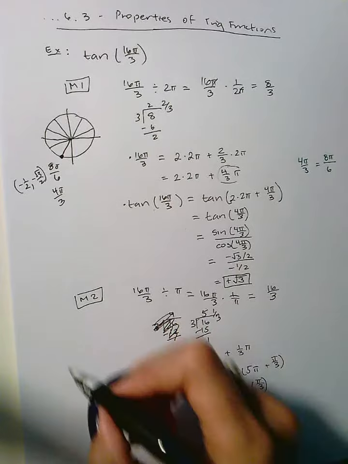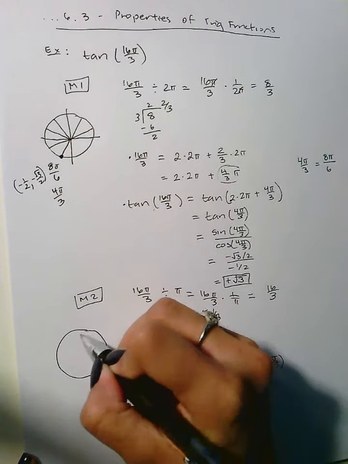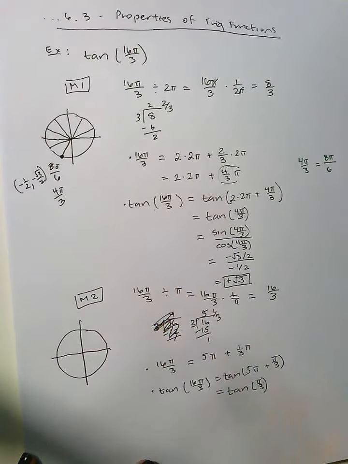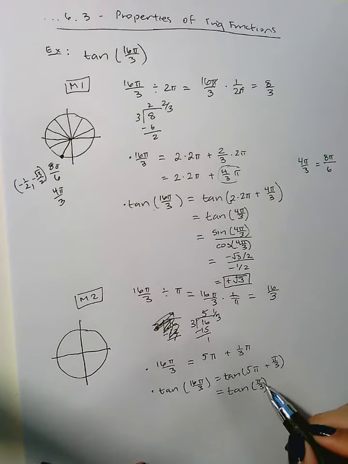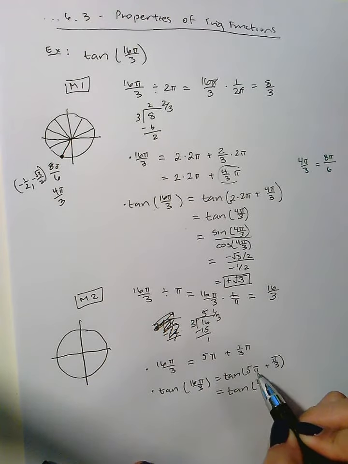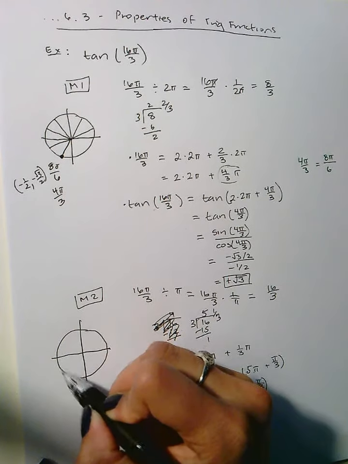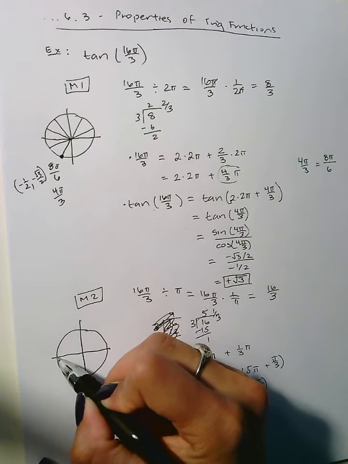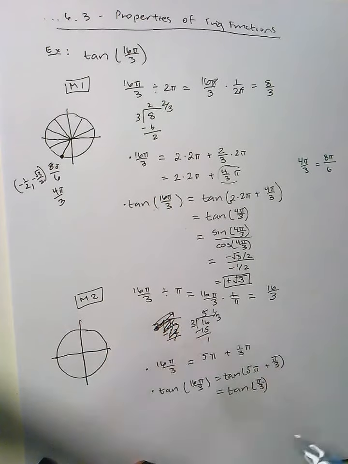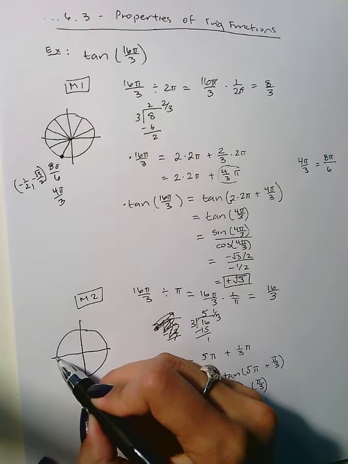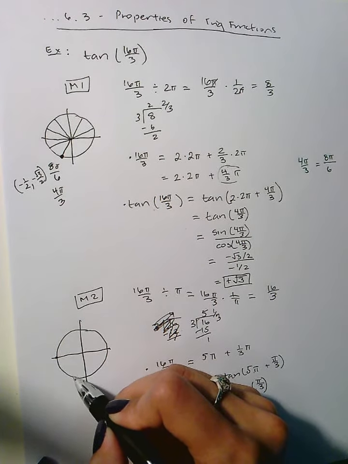So let's go ahead and draw our unit circle again. And for this one, we're going pi over 3. So this tells me go 5 of these pi's. So this is 1, 2, 3, 4, 5. And then technically we'd be going pi over 3 more than this. So then we'd land right here.